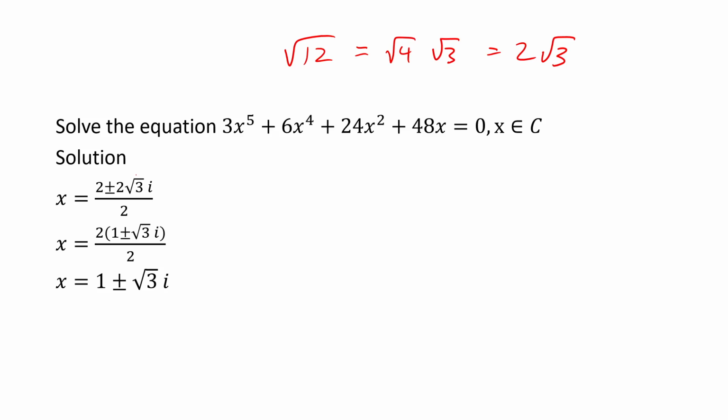So we can say that x is actually equal to 2 plus or minus 2 root 3 times i, all over 2. We'd like to get rid of that 2 in the denominator if possible. We can do that by factoring 2 out of the numerator, canceling them out, and our x values from that part of the polynomial are x equaling 1 plus or minus root 3i.